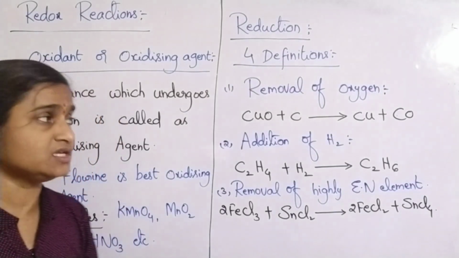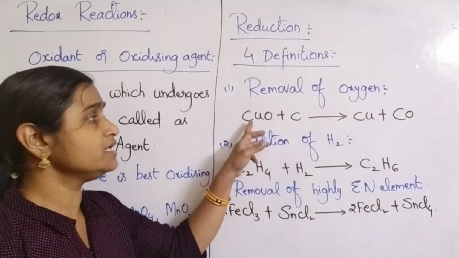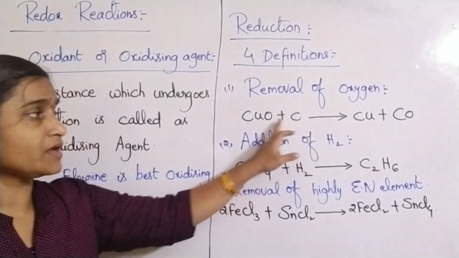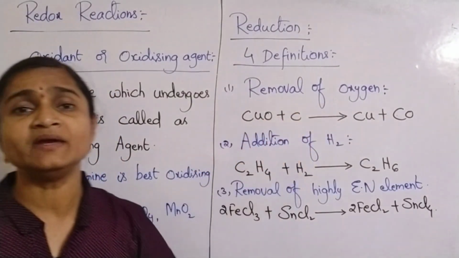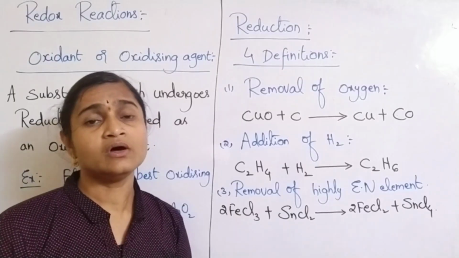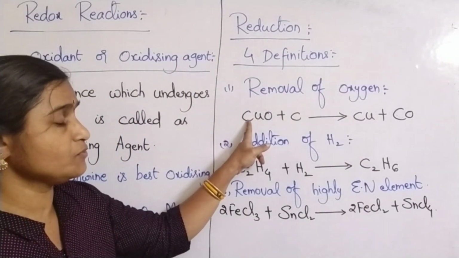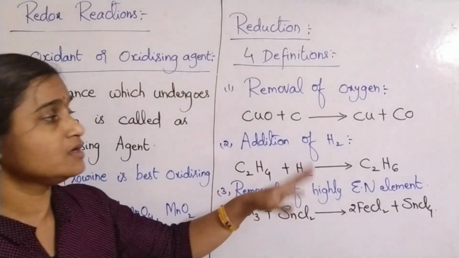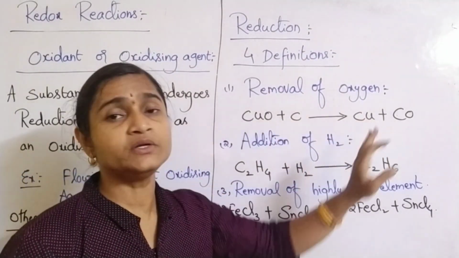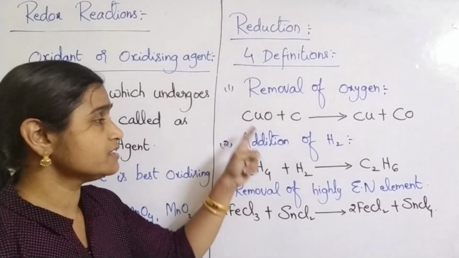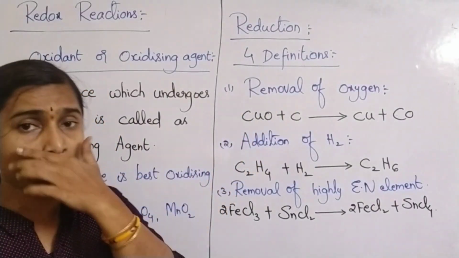Removal of oxygen is also called reduction. Here, if you take for example CuO plus C, carbon can be taken as coke. So coke acts as a reducing agent. From copper oxide, oxygen is removed, and copper oxide turns to molten copper, Cu plus CO. So removal of oxygen is also reduction.